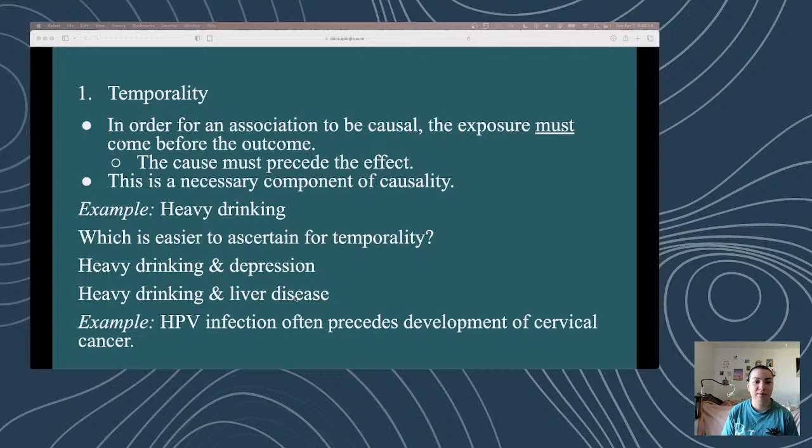For example, HPV infection often precedes the development of cervical cancer. And we can observe that. You can see, like, the lesions on your cervix. Sorry if that's a big bummer. And then you're at high risk for cervical cancer, and then that can be observed. And we see that relationship temporally.